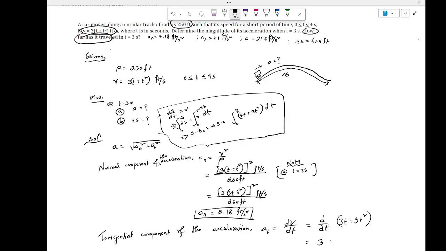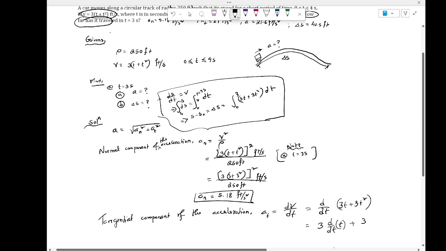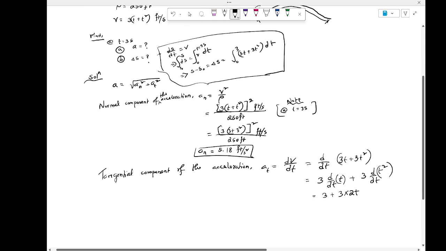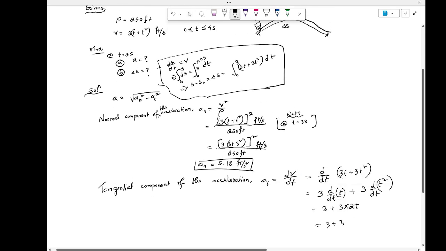So you have this 3. Okay, let me do that a little bit more about 3t square dt. Okay, and then you have this 3 here, 3 multiplied 2t. So you're gonna have what? 3 plus 3 multiplied 2 multiplied 3, at time t equal to 3 seconds, right? This is note. And then you will have this value, 21 feet per second square, right?